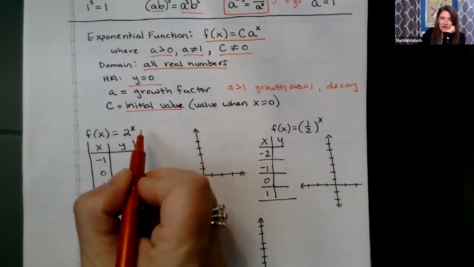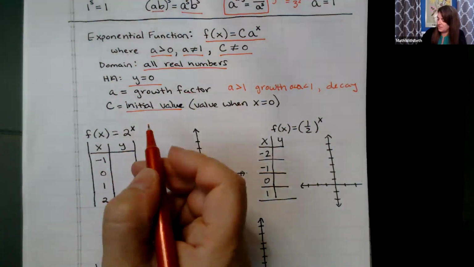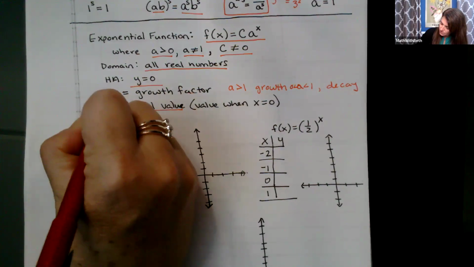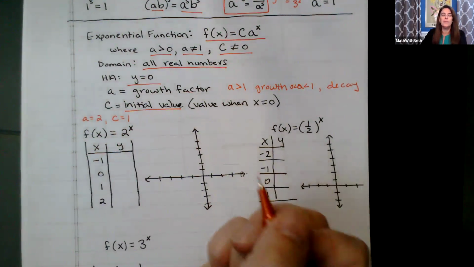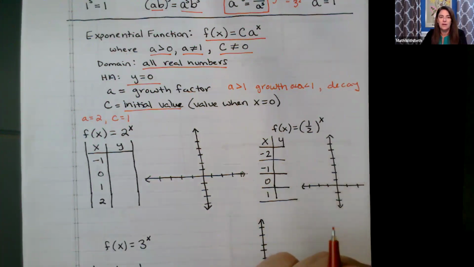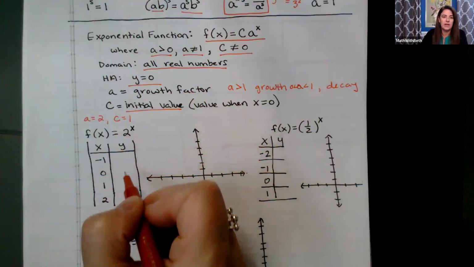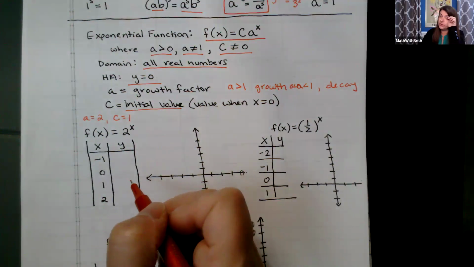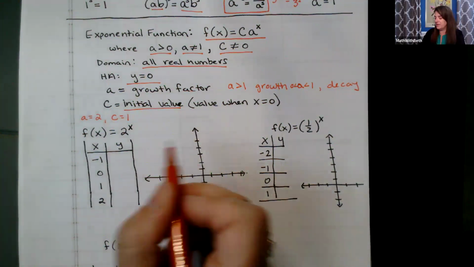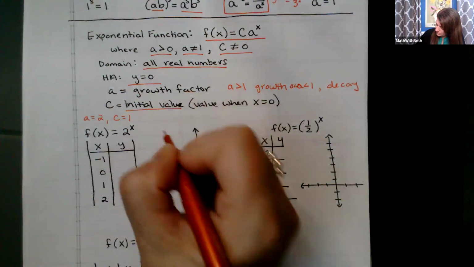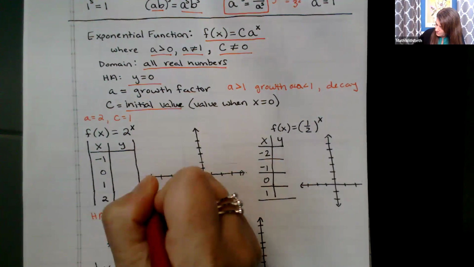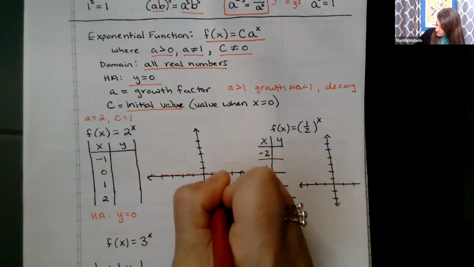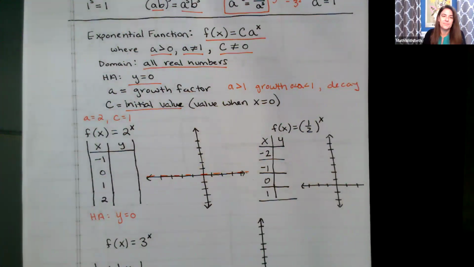So here's an example of an exponential function. In this case, a is 2, c is 1. That's why there's no other number out front. And we can go ahead and start filling in a chart to see what the graph's going to look like. Since nothing's been added or subtracted, we know that there is a horizontal asymptote at y equals 0. So we could start by graphing that.